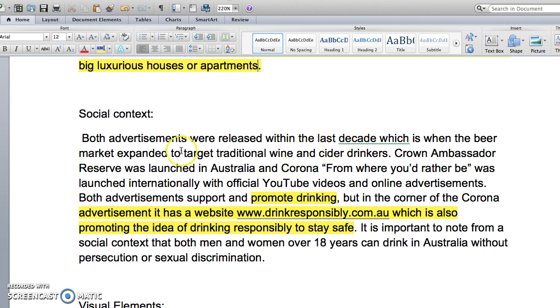Okay, social context. They're both released within the last decade, which is when the beer market expanded to target traditional wine and cider drinkers. Yeah, so it's to compete with the market segment. So show that you understand that this is an industry, it's a market.